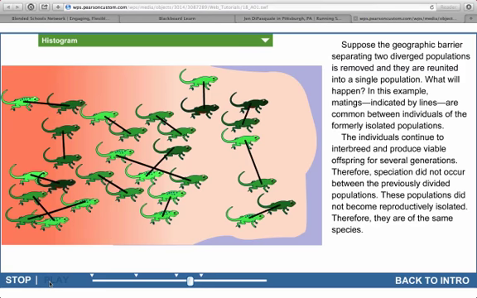In this example, matings, indicated by lines, are common between individuals of the formerly isolated populations. The individuals continue to interbreed and produce viable offspring for several generations. Therefore, speciation did not occur between the previously divided populations. These populations did not become reproductively isolated. Therefore, they are of the same species.